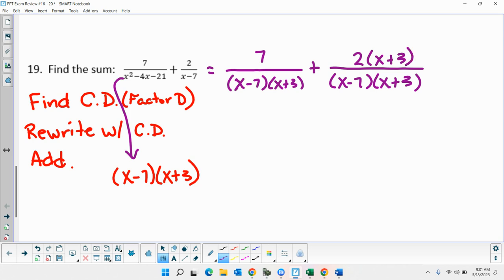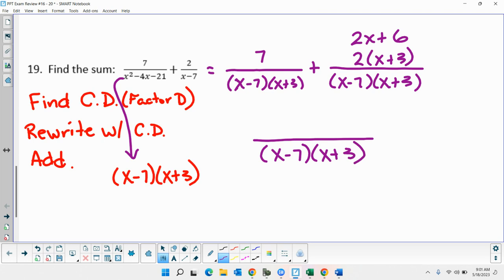Remember that? Now, before we can add, I got to distribute that too. I have to do that multiplication before addition. So I distribute and get 2x plus 6. So now I can add those two. My denominator won't change. It stays. And I combine like terms. There's nothing over here, nothing. x plus 2x is 2x. And then 7 plus 6 is 13.